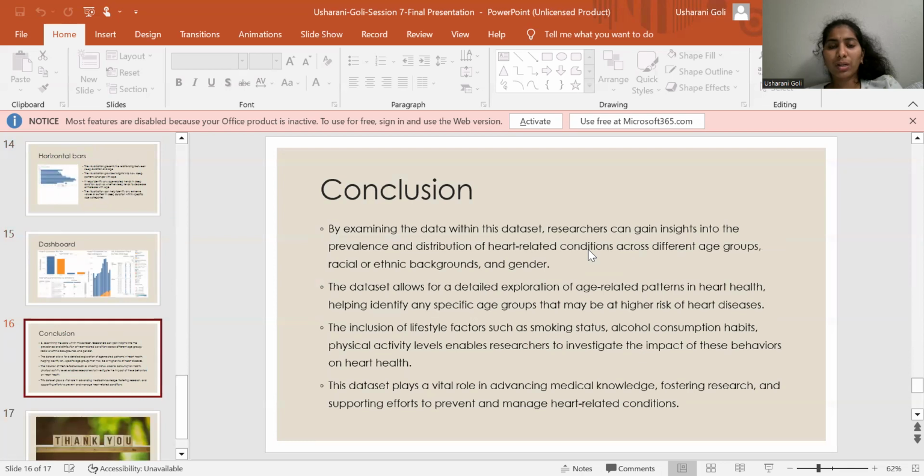Next, coming into the final conclusion slide. By examining the data within the dataset, researchers can gain insights into the prevalence and distribution of heart-related conditions across different age groups, racial or ethnic backgrounds, and genders. The inclusion of lifestyle factors such as smoking status, alcohol consumption habits, and physical activity levels enables researchers to investigate the impact of these behaviors on heart health. It also plays a vital role in advancing medical knowledge, fostering research, and supporting efforts to prevent and manage heart related conditions.